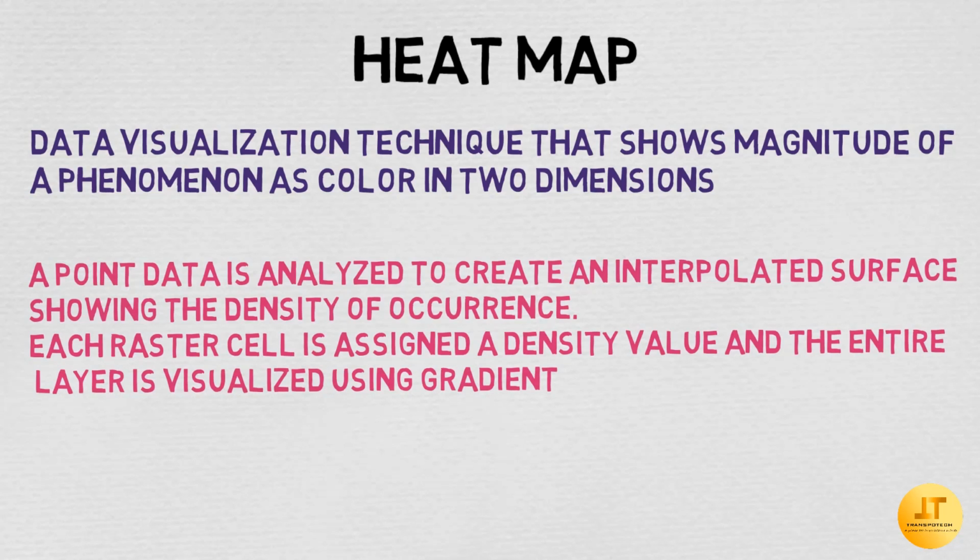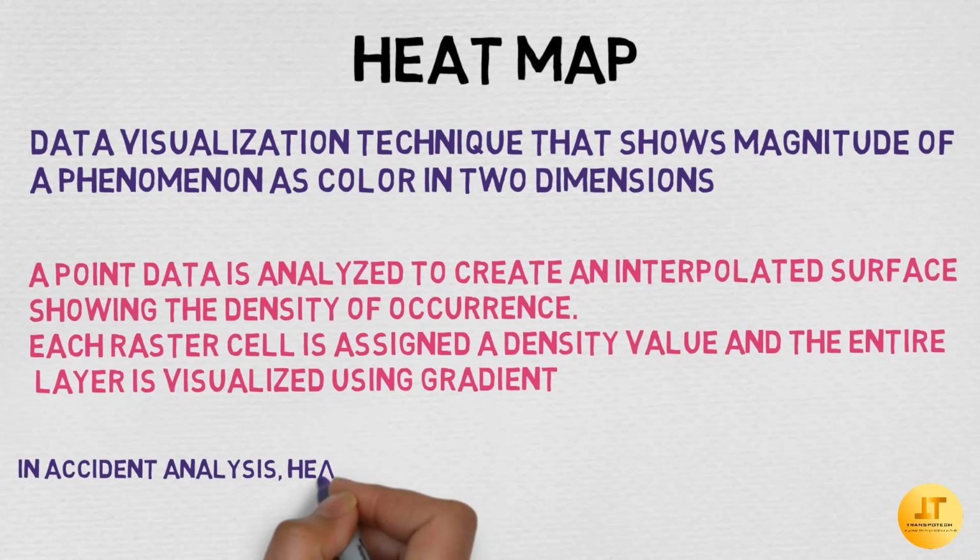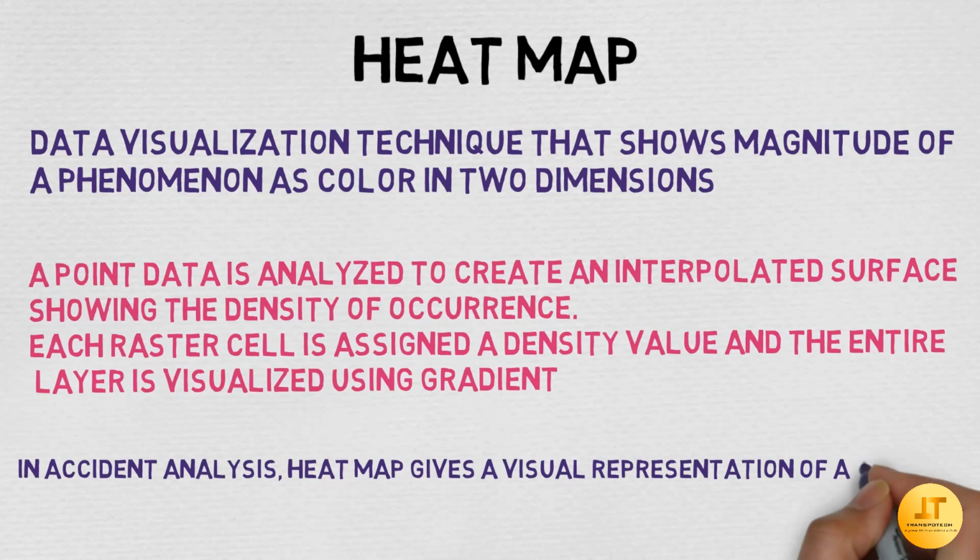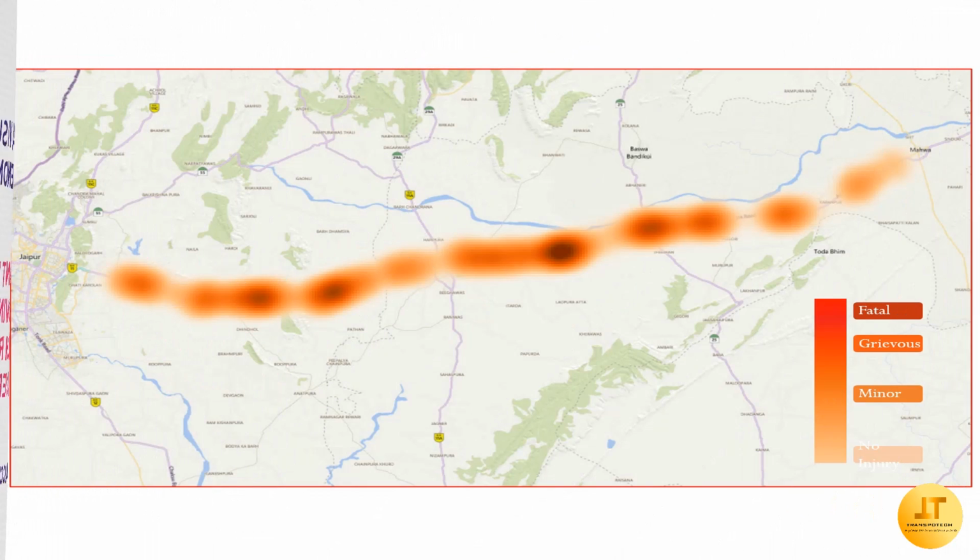So as a transportation engineer, we can use a heat map for visualization of accidents. Hence, in accident analysis, heat maps give a visual representation of accidents. This is an example of a heat map of accidents for a particular road. Here we can see that for particular stretches, heat is more than the other stretches. Here heat represents the concentration of accidents. The more the heat, the more is the concentration of accidents. From the heat map, we can find the stretches where concentration of accidents is more and analyze it later from the accident data to find out the reasons and provide countermeasures.